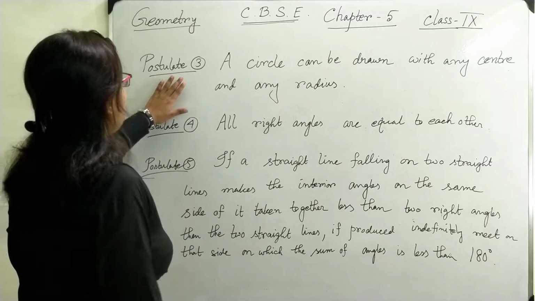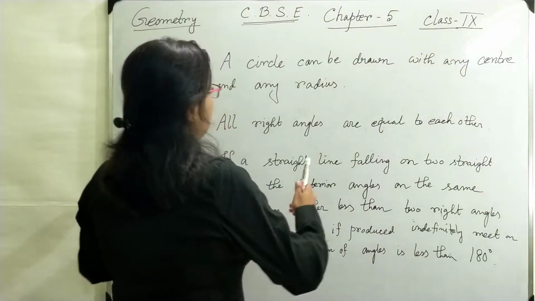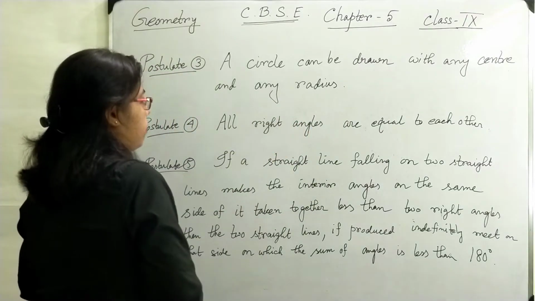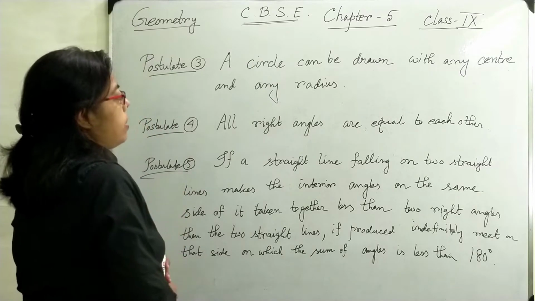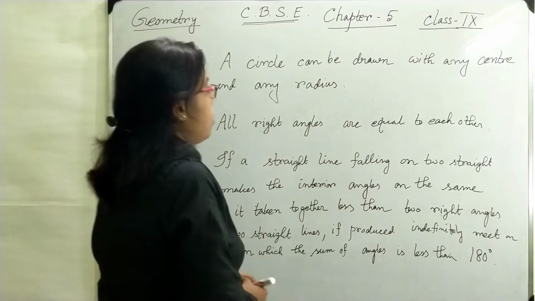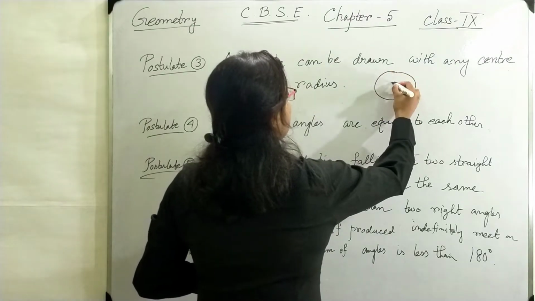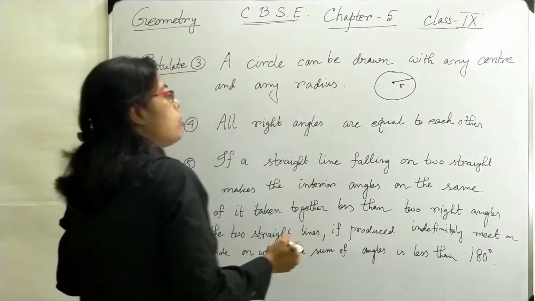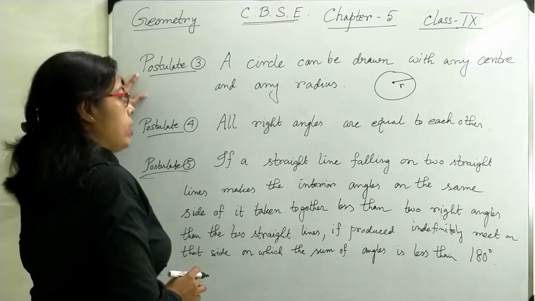Next one, postulate number 3. What is postulate number 3? A circle can be drawn with any center and any radius. Okay, that means this is the radius and this is the center. It may be anything. Okay, this is also postulate number 3.